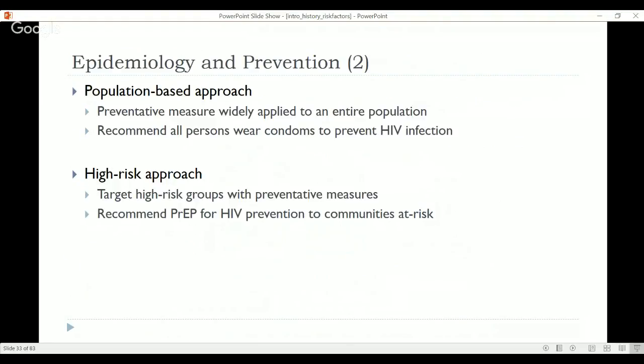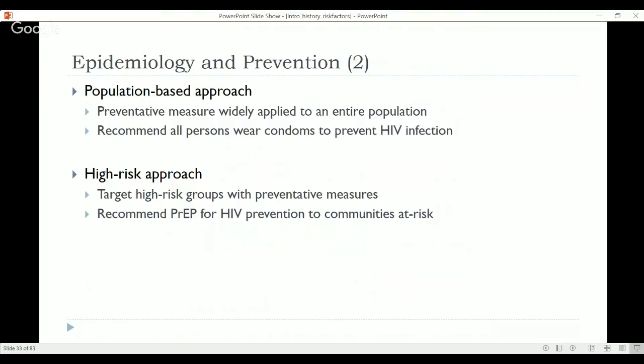Now, epidemiology is a population-based approach, right? You're generally trying to recommend preventative measures that will apply to an entire population, so recommending all persons wear condoms to prevent HIV infection. You can also, in terms of prevention, have a high-risk approach, and this is just targeting high-risk groups with preventative measures. So sticking with the HIV analogy here, this would be like recommending PrEP for HIV prevention to communities at risk.